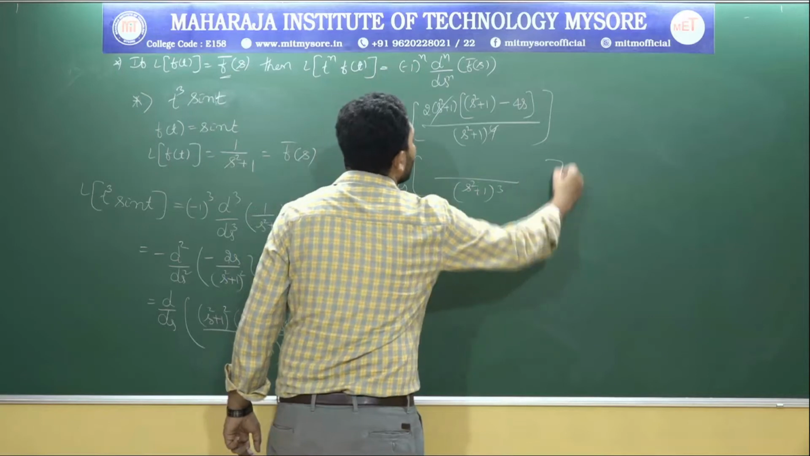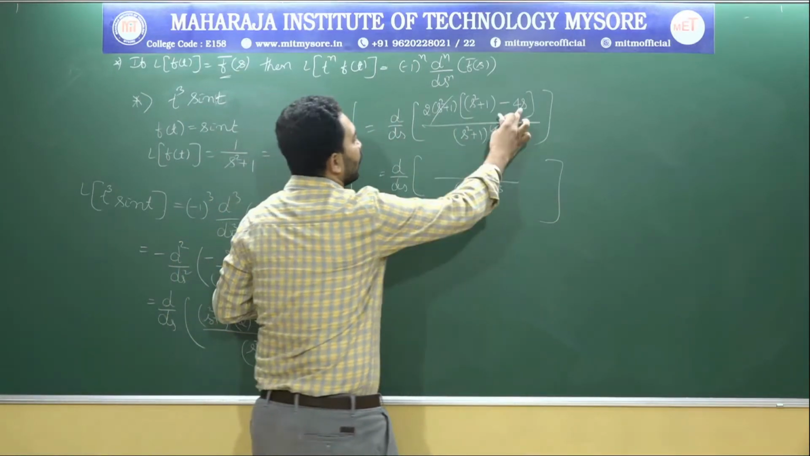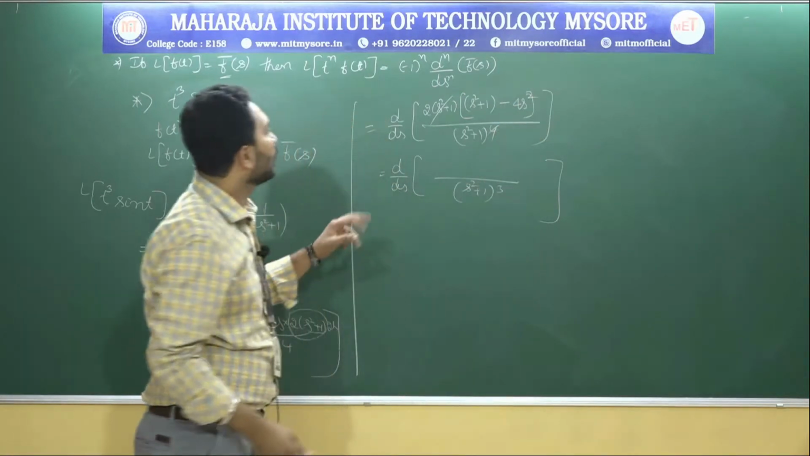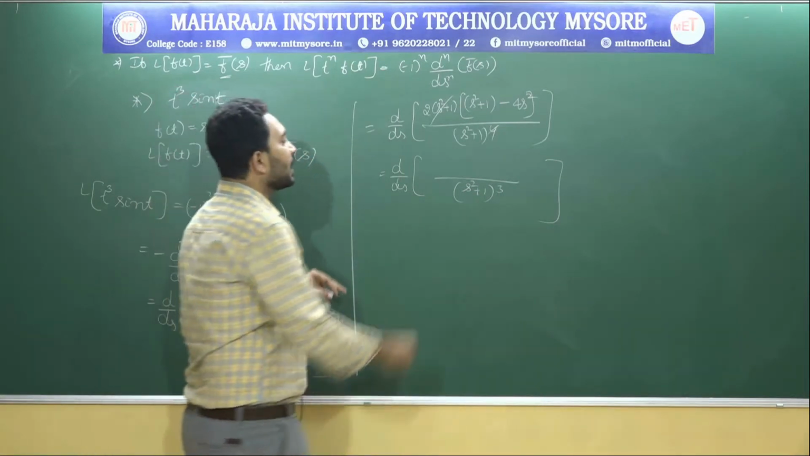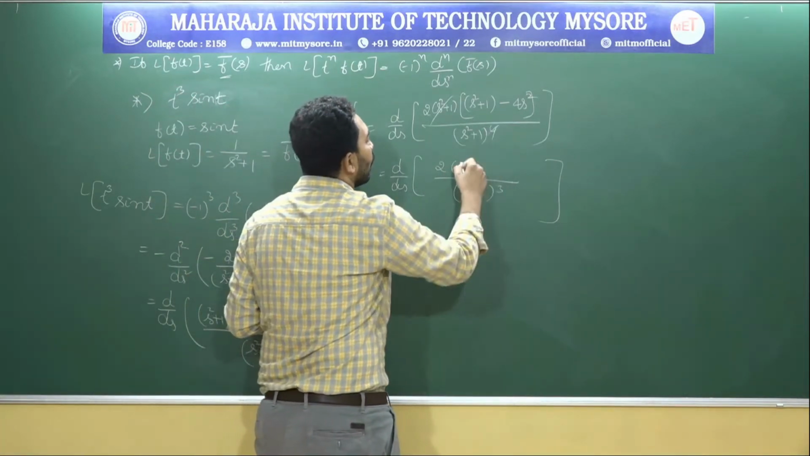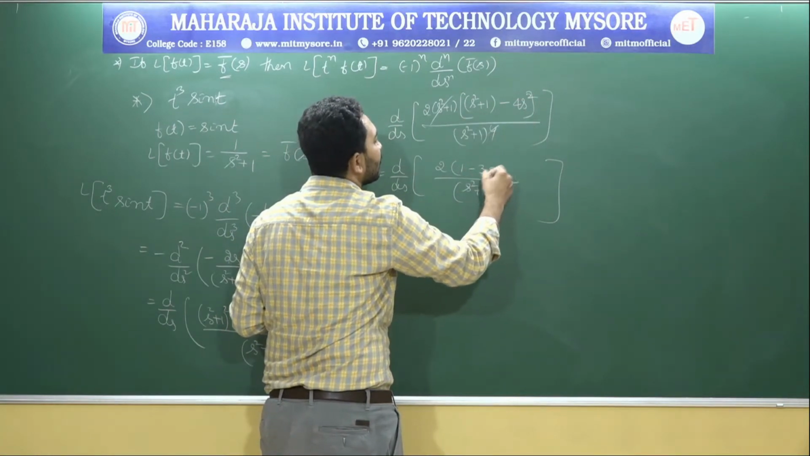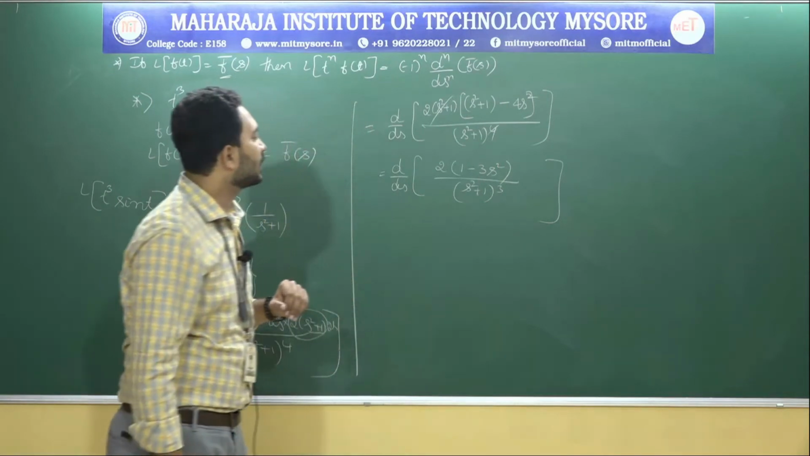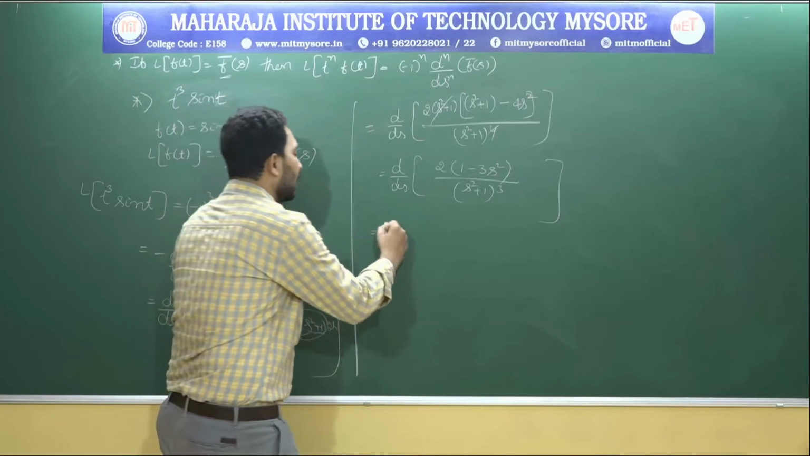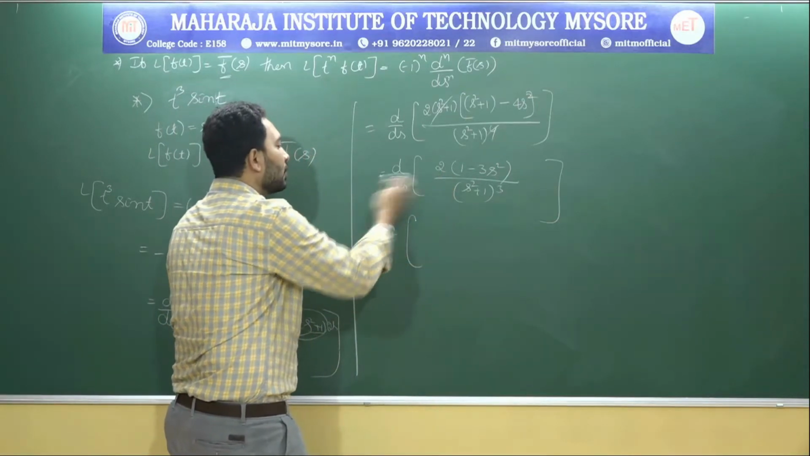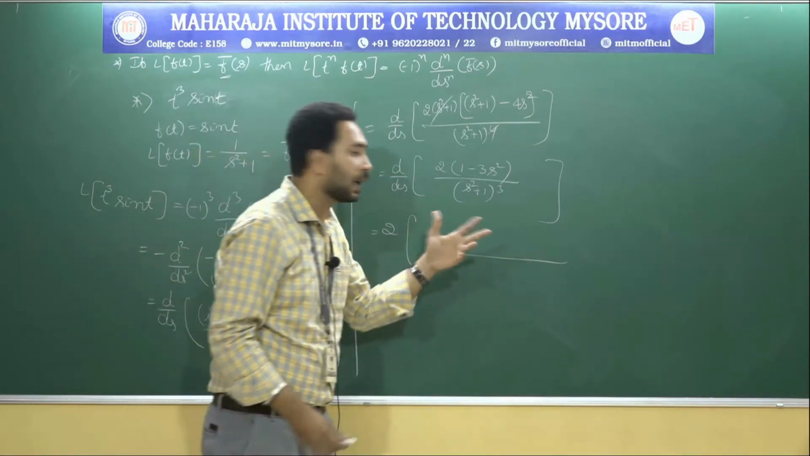That is d by ds into 2 into (s square plus 1 minus 4s square) divided by (s square plus 1) whole cube, sorry, this is 4s square. Nothing but 2 into (1 minus 3s square) divided by (s square plus 1) whole cube. Let's differentiate this one more time. I will take this 2 outside and differentiate this again. I am applying the derivative third time.